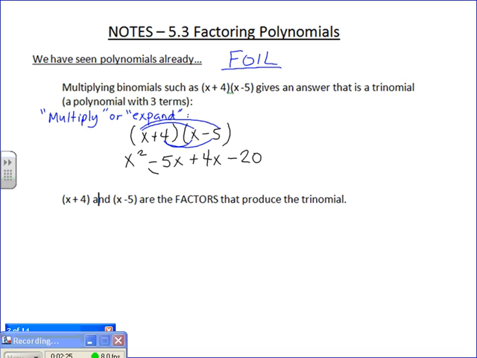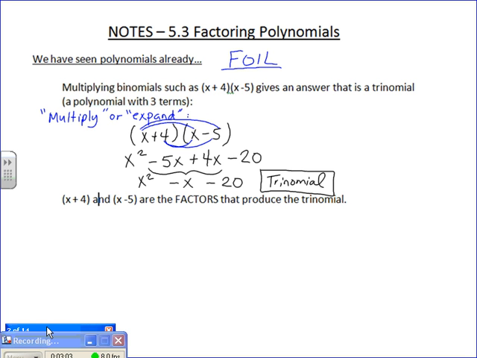I always will combine any like terms. So the middle terms are both x's, and I can combine them. So I have negative 5x plus 4x is negative x, or negative 1x. Okay, negative 5 plus 4 is negative 1, and I still have to keep that x there. So I have x squared minus x minus 20. That's my answer, and that is a trinomial. So when I FOIL or multiply two binomials, my answer is a trinomial.